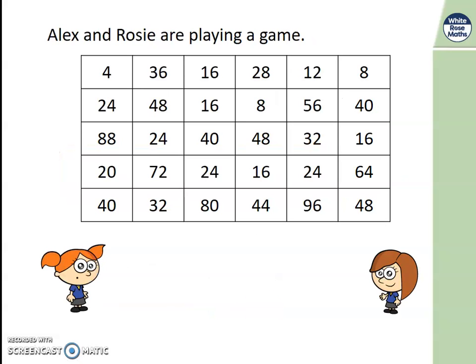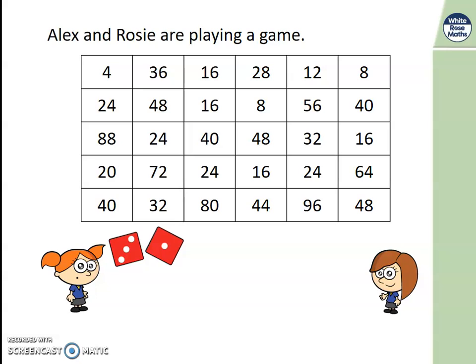So we've got a game now. Rosie and Alex are playing a game. They have written down multiples of 2, 4 and 8 on this grid. And they are going to roll a dice. Whatever number dice that they roll, they are going to times it by 2, times it by 4 and times it by 8. So I want you to have a go and see if you can do this.